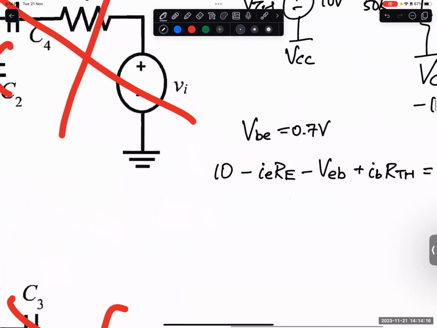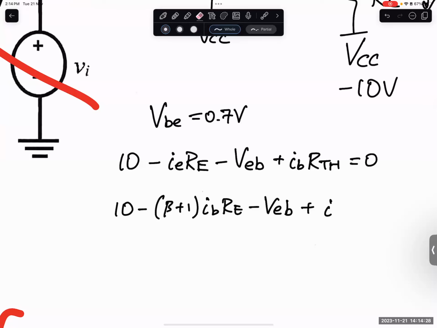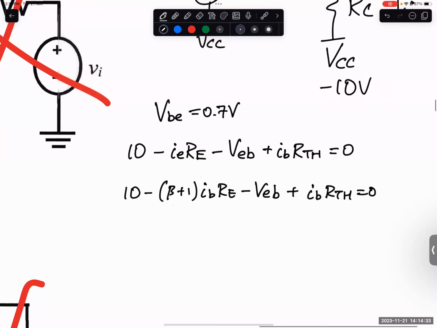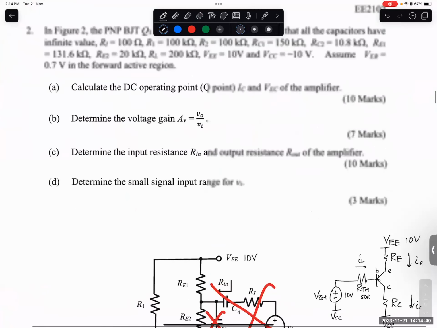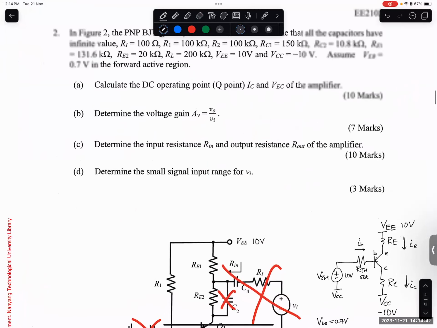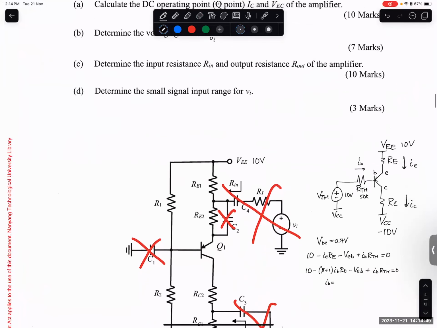So 10 minus (beta plus 1) IB RE minus VEB plus IB RTH equal to 0. Then we just need to solve for IB. Actually, if you put the wrong sign, the whole question just goes to waste. So your beta is 60.